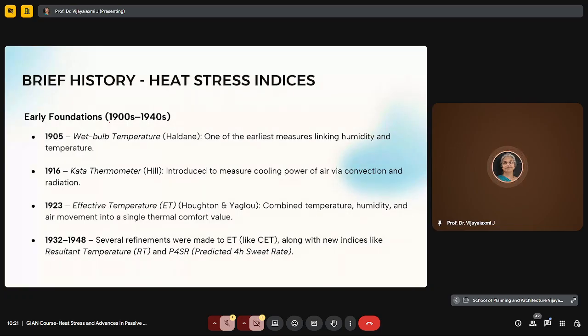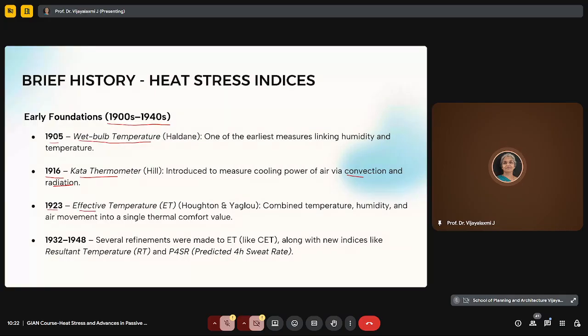Between 1900 and the 1940s, we had these four. In 1905, wet bulb temperature was considered a good indication of heat stress, which means it was one of the earliest methods where they tried to link temperature with humidity to understand how anyone can feel uncomfortable. Then in 1916, the Kata thermometer was introduced, and this measured the cooling power of air through convection and radiation.